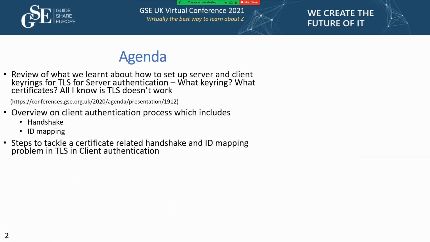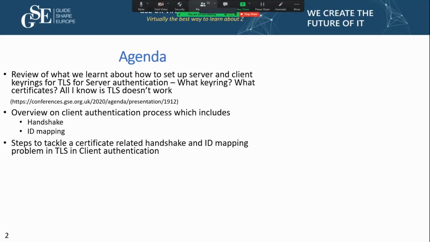Here is the agenda. First of all, we will review what we learned about how to set up server and client keyrings for TLS in the server authentication scenario. Last year's title was What Keyring? What Certificates? All I know is TLS doesn't work. You may find the presentation in this link. And then we will have an overview on the client authentication process, which includes 2 steps, handshake and ID mapping. Then we will discuss the steps to tackle a certificate-related handshake and ID mapping problem in TLS in the client authentication scenario.